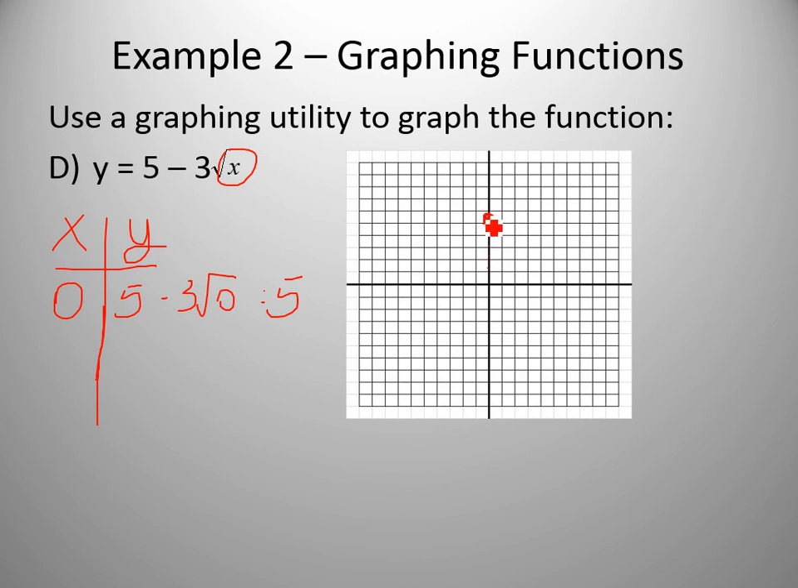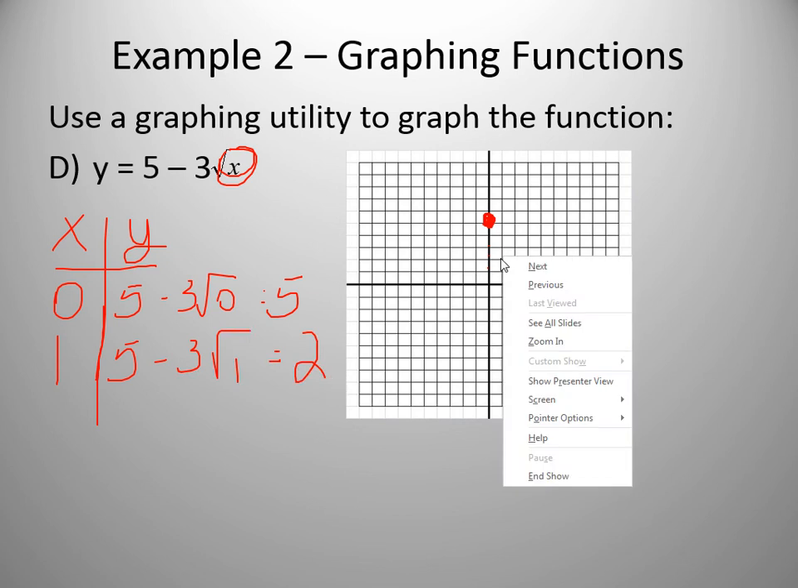Now when I'm putting other numbers in for x, let me pick some numbers for x that I know that when I take the square root of them, they work out evenly. So if I put a 1 in for x, I got 5 minus 3 times the square root of 1, which equals 2. So here's another point. 1, 2 is going to go right about here.